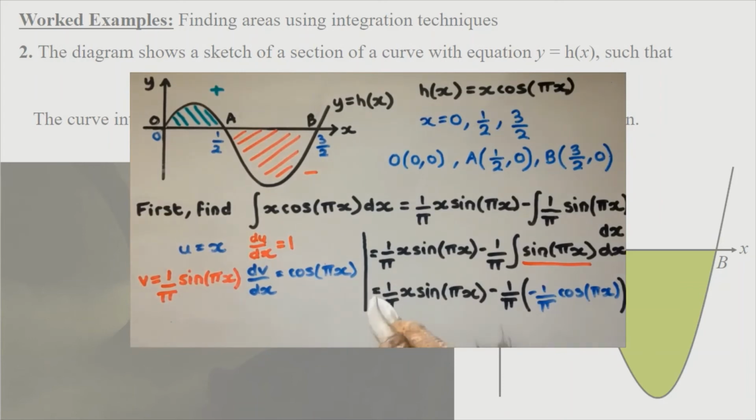And finally, so this is all going to be 1 over pi x sine of pi x plus, now we've got 1 over pi times 1 over pi, both negative, so it's plus, and then pi squared in the denominator. 1 over pi squared cos of pi x. Okay, and you can put a plus c if you want.